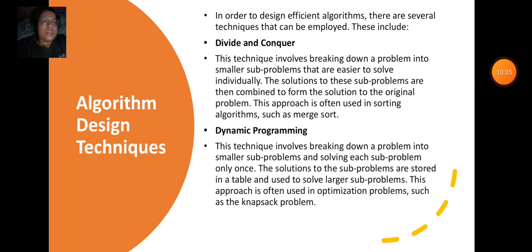In order to design efficient algorithms, there are several techniques that can be employed. These include divide and conquer and dynamic programming.